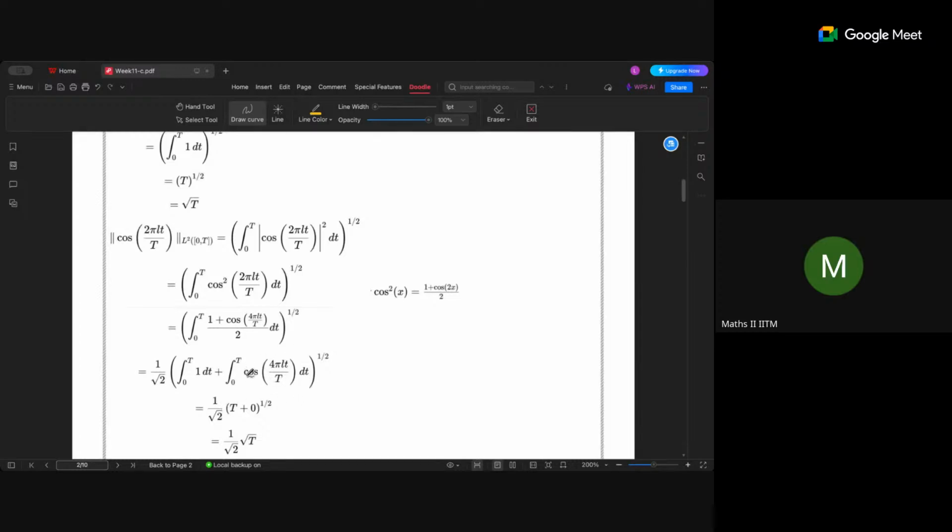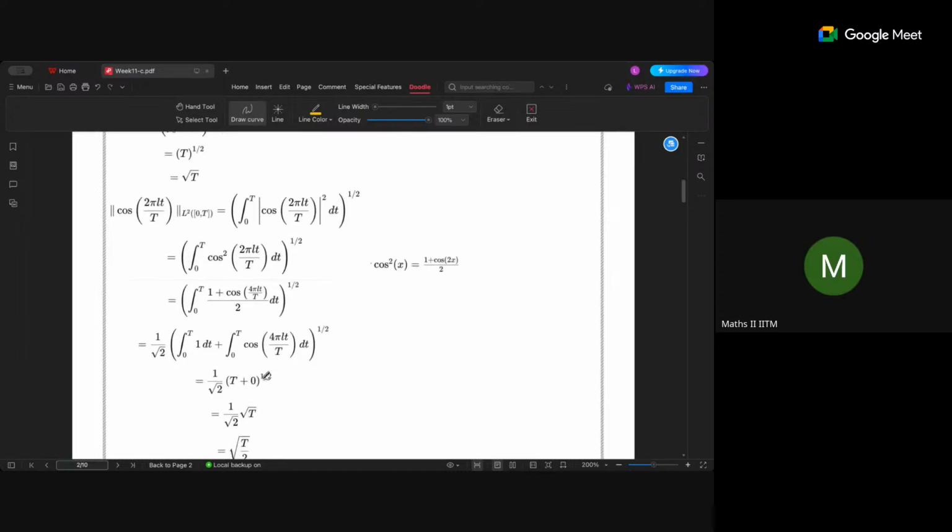Why? You see that this cosine is a periodic function of period T, right? So here you see that when you take 4 pi l t by capital T, when you complete this 0 to T, you will have completed two circles, right? So you see that the area will cancel out and become 0, right? So the integral 0 to T of cos 4 pi l t by T dt is 0.